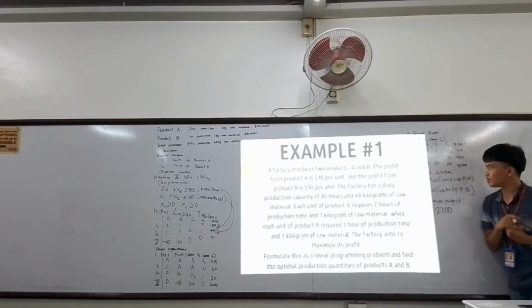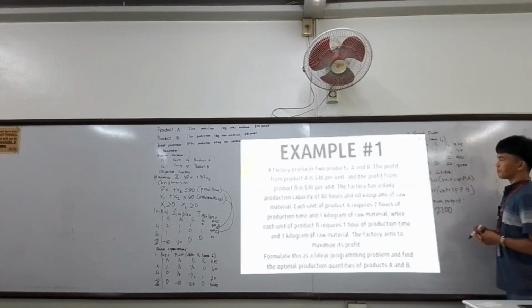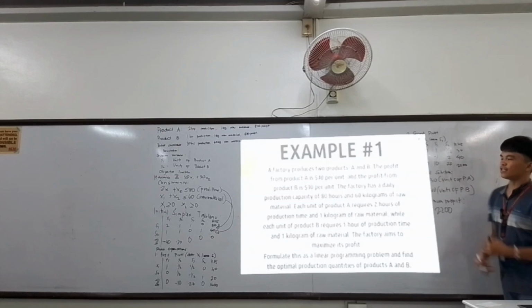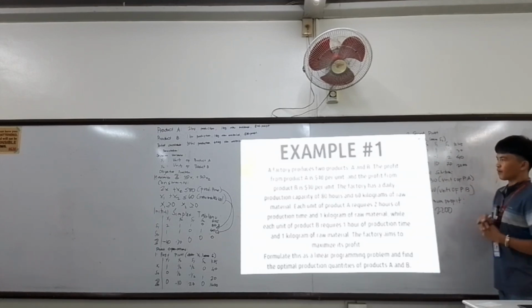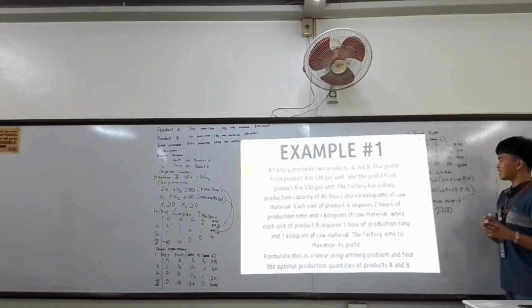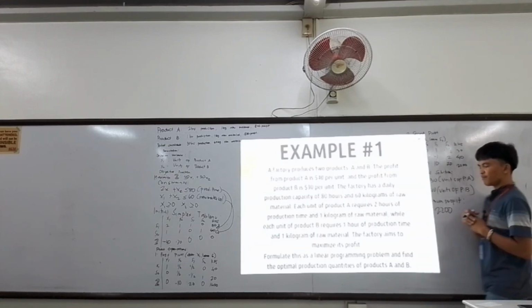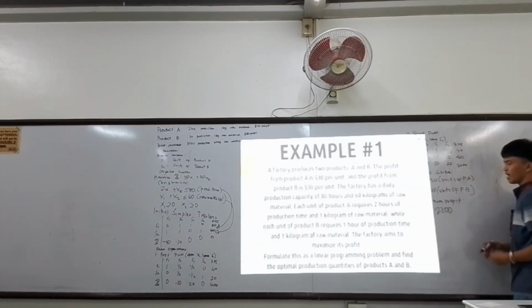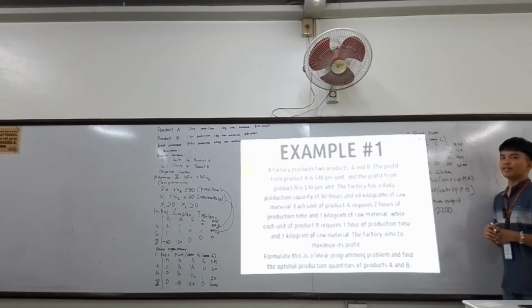So for the optimal solution, we have x sub 1 equal to 30. That is our units of production A. And for x sub 2, we have 40 units of product B. So our maximum profit for this example is $2,200.